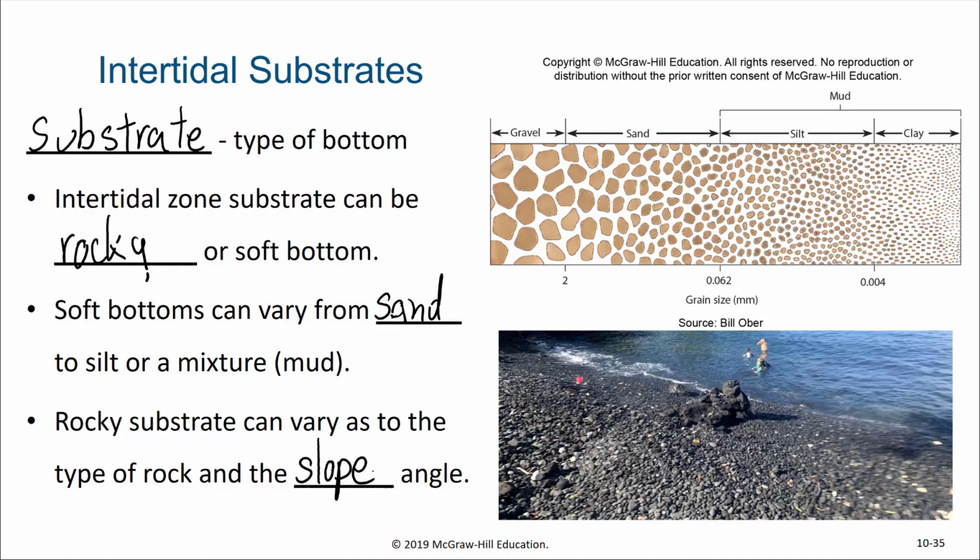In the lower picture, we see a gravel beach, a volcanic gravel beach in Hawaii. The gravel is hard and much larger than sand, yet far more movable than a solid volcanic rock would be.